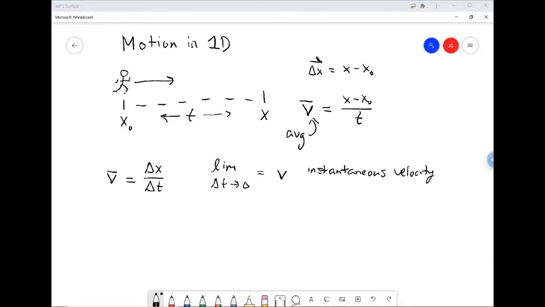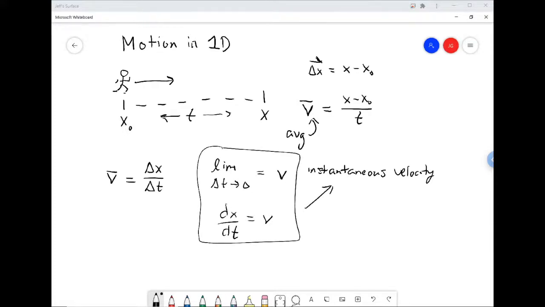You guys who are in calculus now or have taken it before, what you'll see here is another way of thinking about this as a derivative. So the limit as delta t goes to 0 of this thing over here is also the derivative of x with respect to time. Okay, so these are equivalent ways of thinking about velocity in the limit.